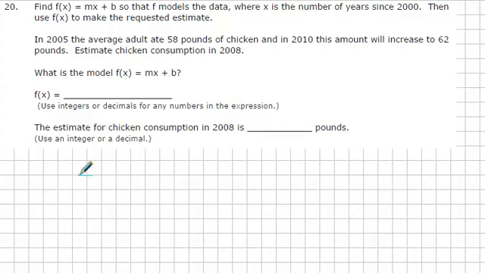Find f of x equals mx plus b so that f models the data, where x is the number of years since 2000. Then use f of x to make the requested estimate. In 2005, the average adult ate 58 pounds of chicken, and in 2010, this amount will increase to 62 pounds. Estimate chicken consumption in 2008.